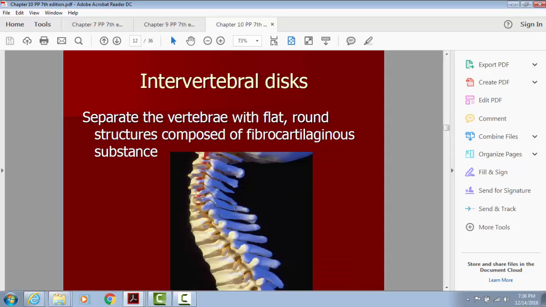of 4 fused bones. The intervertebral discs separate the vertebrae with flat, round structures composed of fibrocartilaginous substance. I like to think of it as this jelly-like substance right here. I like to think of that as our shock system for our vertebrae, so that the vertebrae don't crunch together. So much like the shocks on a car, it absorbs any kind of jolt to the system.